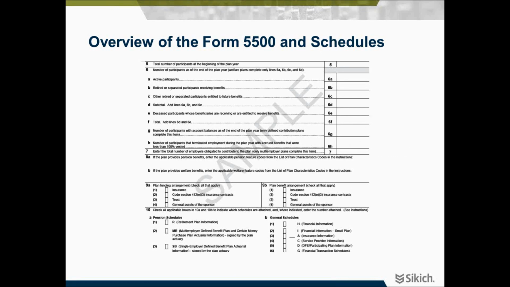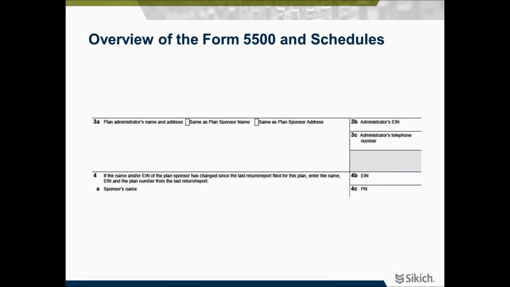Okay, and let's see here. On line number 4, here's where you're going to report a change in the plan sponsor. And this is really important. If you have a change in the plan sponsor, the EIN, or the plan number, this is such a common mistake, make sure that you report this here under line 4. To the DOL, if you haven't done that, it looks like the plans have not filed.